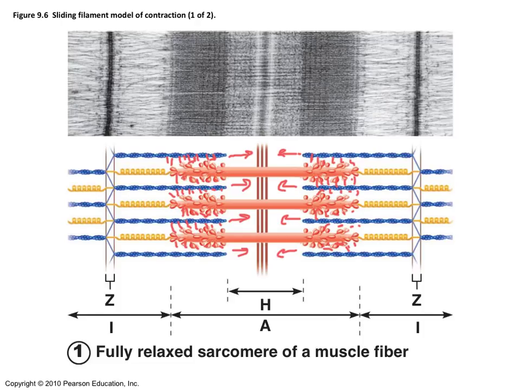Here we're seeing what a sarcomere looks like in a relaxed muscle fiber. So contraction hasn't happened yet. You have a zone of overlap, but you also have a zone where there are actin filaments without any myosin thick filaments. Let's see how that changes after contraction.